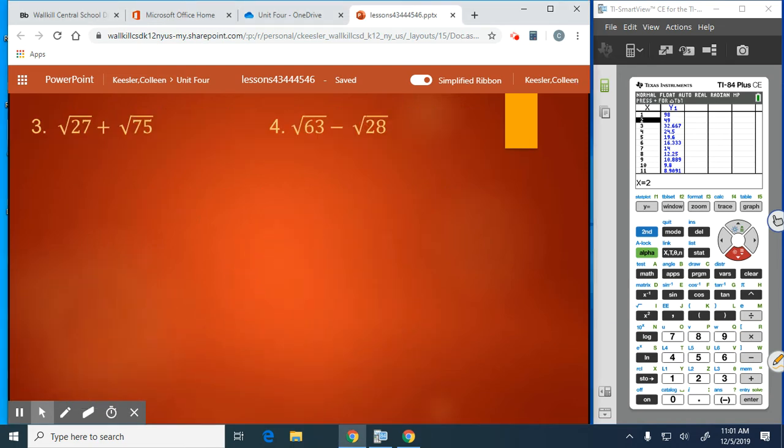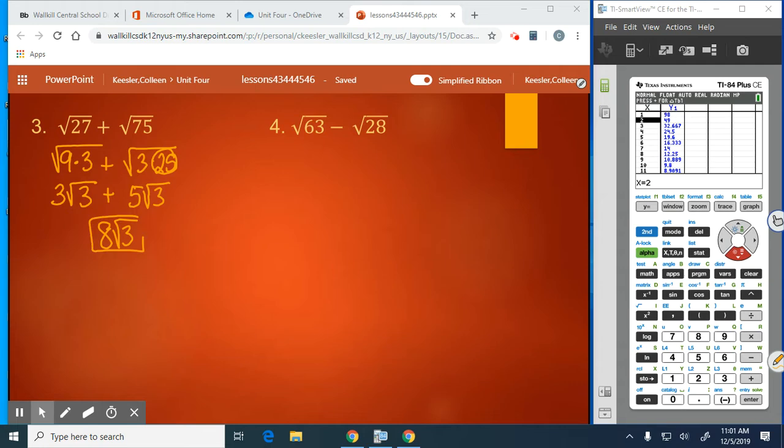Number 3, I have 2 square roots, neither of which are simplified. So square root of 27 would be 9 times 3. So this is 3 radical 3 because the square root of 9 is 3. Plus square root of 75 is 3 times 25. Square root 25, I get 5 square root 3. Now I have a common radical, so I can add 3 and 5 to get 8 square root 3 as my final answer. And again, this is irrational because I have a square root left over that cannot be simplified. So it is not a perfect square, making the final answer irrational.